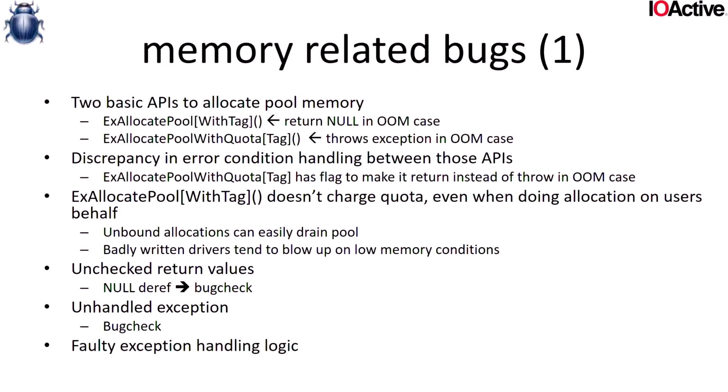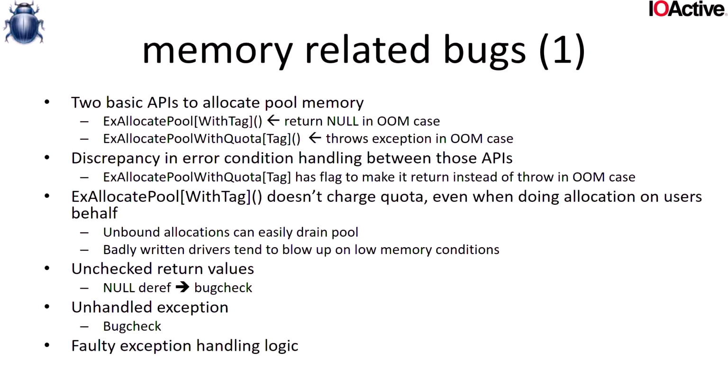Okay, so memory-related bugs. This is number 4 out of the 5 I had. Basically, if you're a Windows driver, there's 2 set of APIs you use to allocate memory. It's the allocate pool and allocate pool with quota. And basically, there's a discrepancy between the two where one of the APIs, when it fails, returns null, and the other API, when it fails, throws an exception.